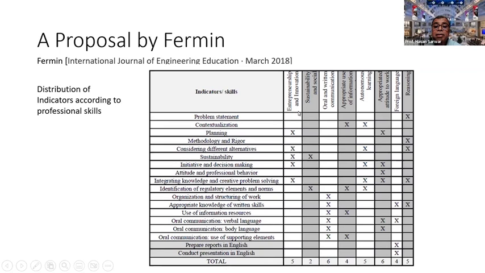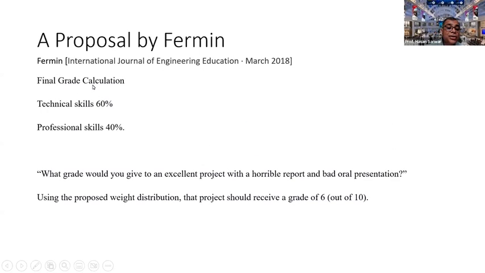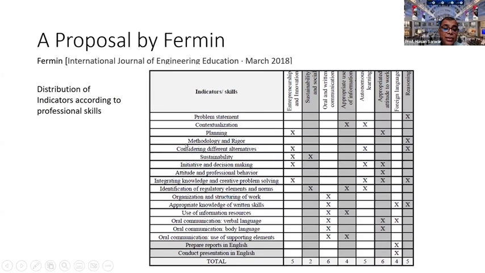entrepreneurship and innovation, sustainability and social, oral and written communication. So these are the indicator levels, and these indicators are to be attained at this level. This is the professional skills and the indicators mentioned in this tabular form. And the final grade calculation comes from technical skills 60% and professional skills 40%. So these are the professional skills.